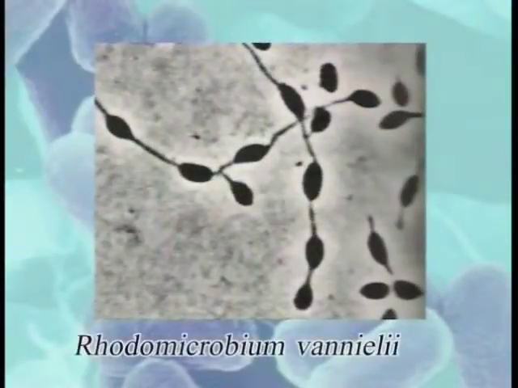When the substrate is reduced more than the cell material, when the ratio of hydrogen to oxygen is greater than 2 to 1, the excess hydrogen is used to reduce CO2, carbon dioxide. On the other hand, if there is greater oxidation of the substrate, carbon dioxide is given off just as in respiration.